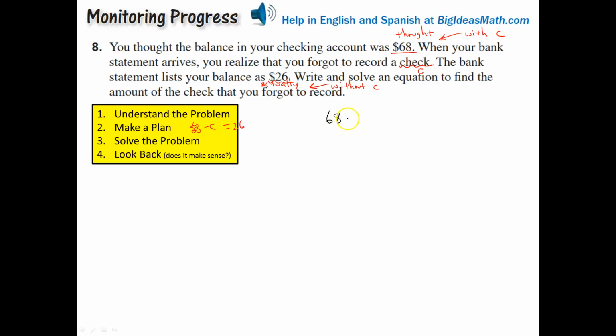$68 I think I have, minus the check I forgot to take out, should equal the balance that the bank has. Alright, so what can I do? Well, 68 minus C. Now this one might be a little tricky because what operation is happening here? Let's think about this. Subtraction, if you remember way back in the day, was defined as adding the opposite. So this is really 68 plus negative C.